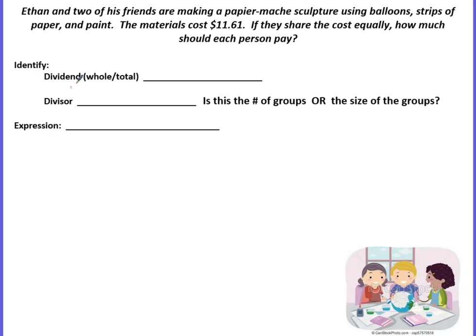Okay, do we know the whole or the total amount? Yes. The materials cost a total of $11.61. The divisor, we're splitting or we're sharing the cost among Ethan and his 2 friends. So the divisor is not 2, it's going to be Ethan plus the 2. So the divisor is 3, and this is going to be the number of groups. The size would be how much each person has to pay. So go ahead and write your expression and do the math, do your division, and come back and check to see how you did.